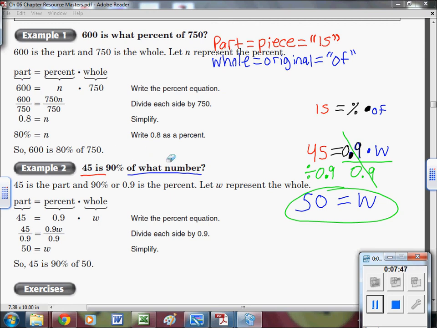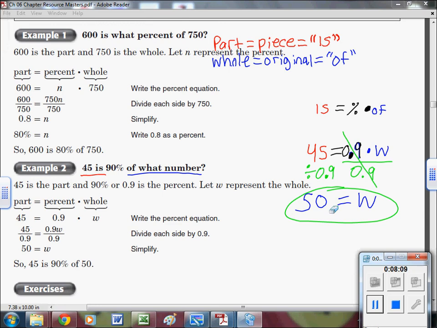And let's see if that makes sense. 90%, that's almost all of it. All of it is 100%, and this says 90%, so that's almost all of it. So that means 45 is almost all of some number. So it's only going to be a number that's a little bit more than 45. And so we got 50. And so 45 is almost all of 50. So that's a very reasonable answer. That's how you know you scored right.